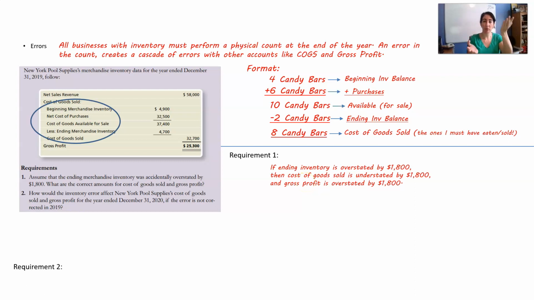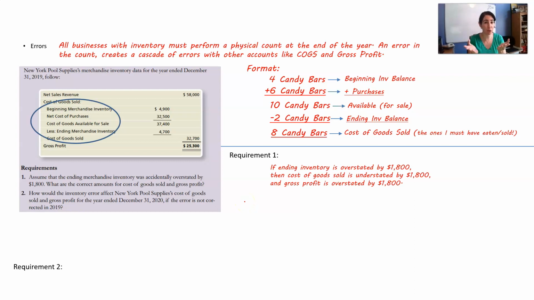If ending inventory is overstated by $1,800, meaning you're saying you have more than you do, that means your cost of goods sold is understated because inventory is only one of 2 places. So if one goes up, the other's got to go down. So if cost of goods sold is understated, that means your expenses are too low. It means your profit is recorded too high because you're not recording enough expenses. All right, you see how it's a cascade of effects here.